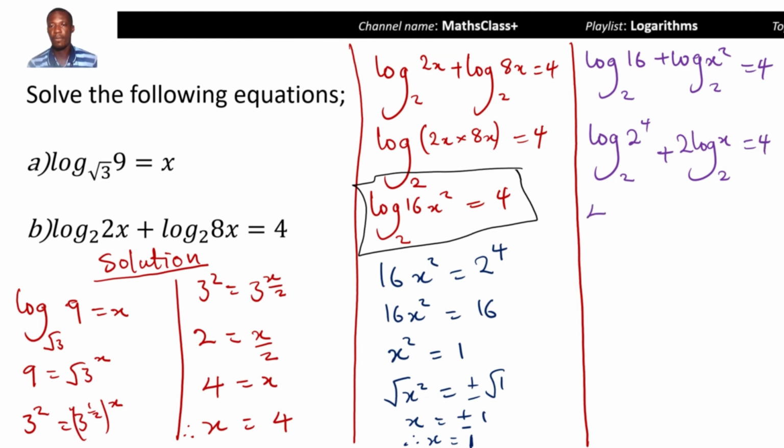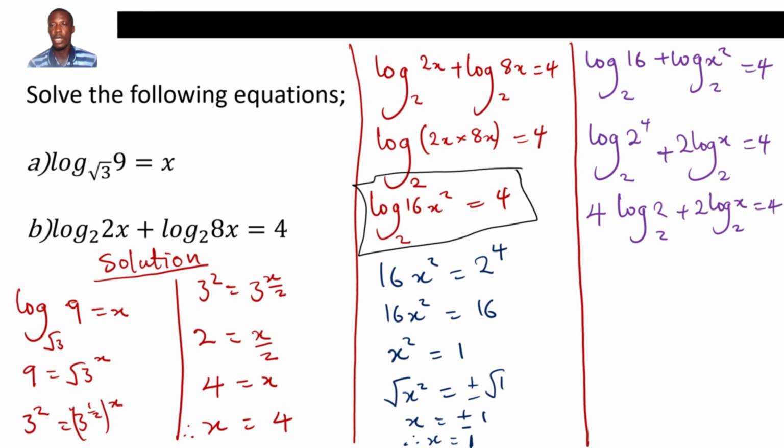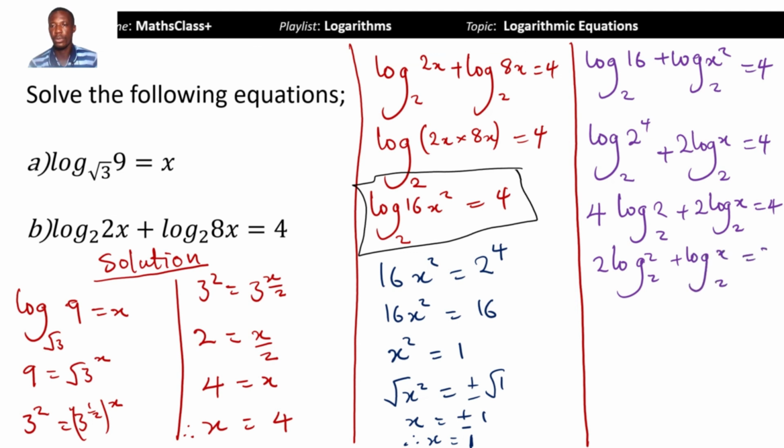So this becomes 4 log 2 to the base 2 plus 2 log x to the base 2 is equal to 4. I can divide through by 2, and that will give me 2 log 2 to the base 2 plus log x to the base 2 is equal to 2.